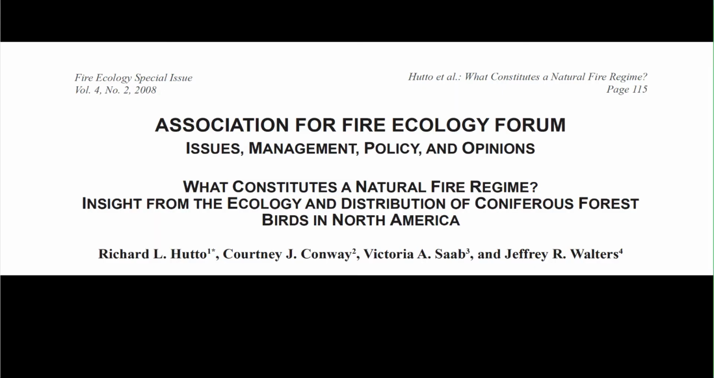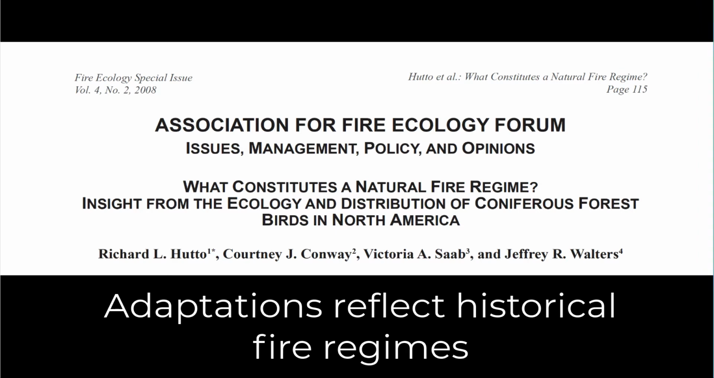We wrote about this approach some dozen years ago, about how evolutionary ecology can provide a powerful route toward understanding historical fire regimes. Basically, the organisms that live in each forest type carry adaptations. Adaptations reflect a long evolutionary history with their respective forest type. So organisms carry signs of that history.